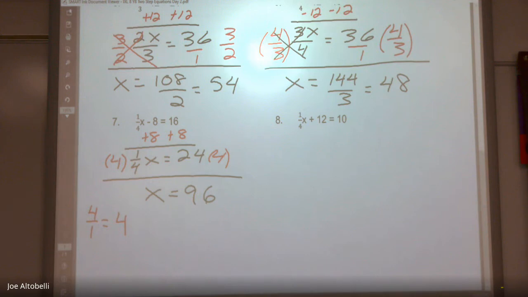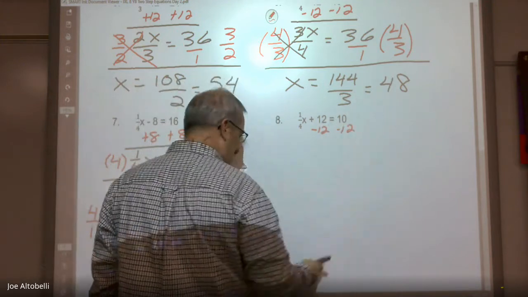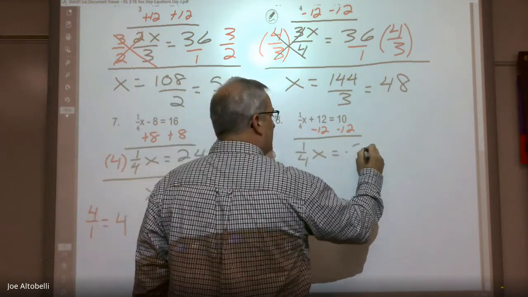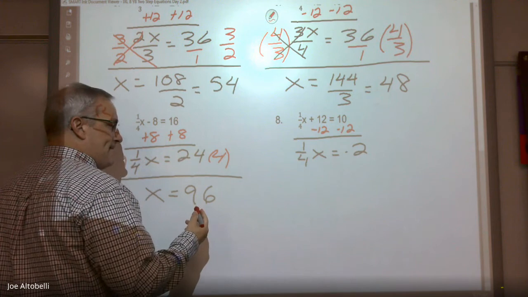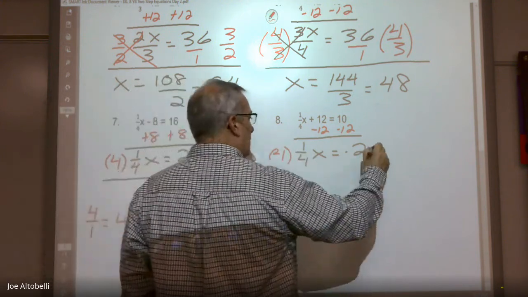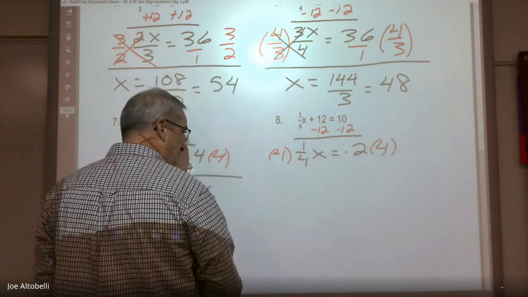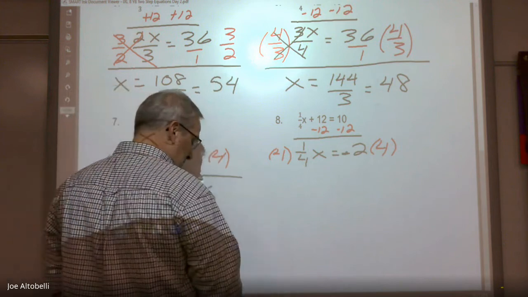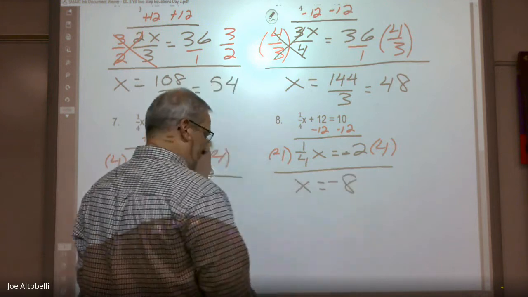Number 8. First step, undo add 12. We're going to subtract 12. Or again, you could add a negative 12. Same thing. And we get 1/4 x is equal to a negative 2. Second step. Negative 2. Because when I subtract 12, that's negative 2. And we get x equals negative 8.